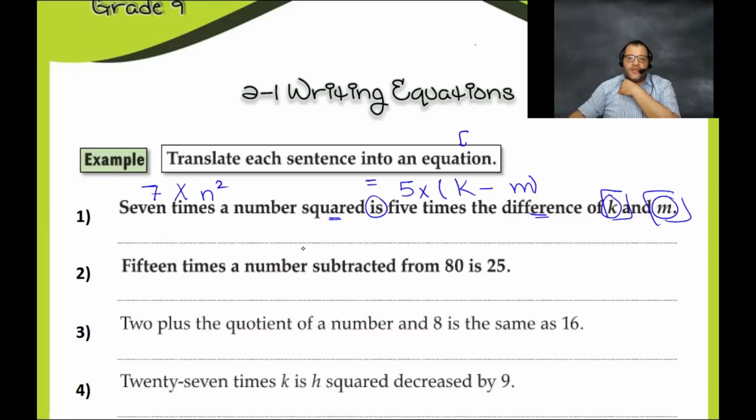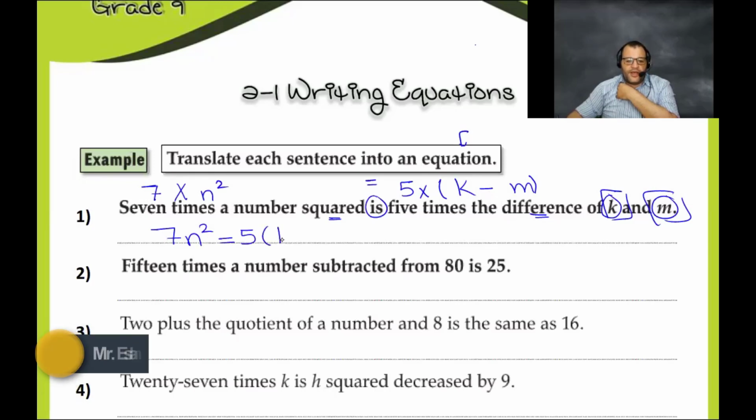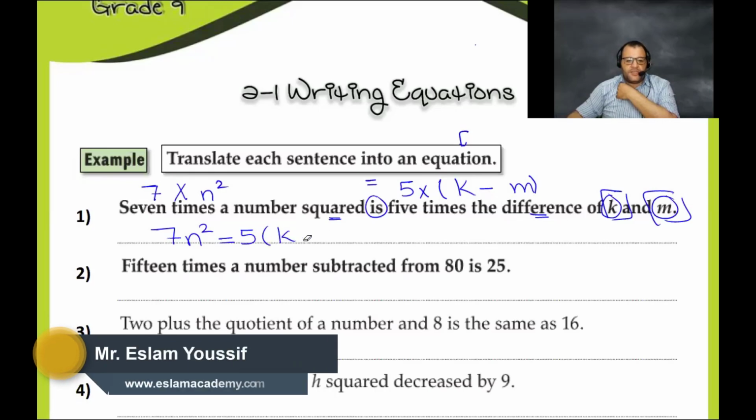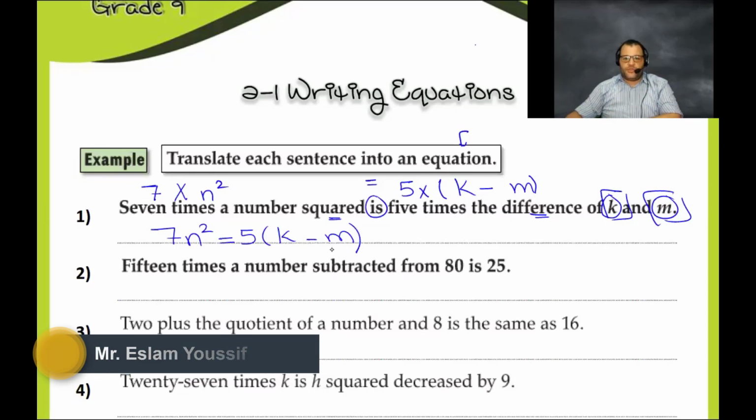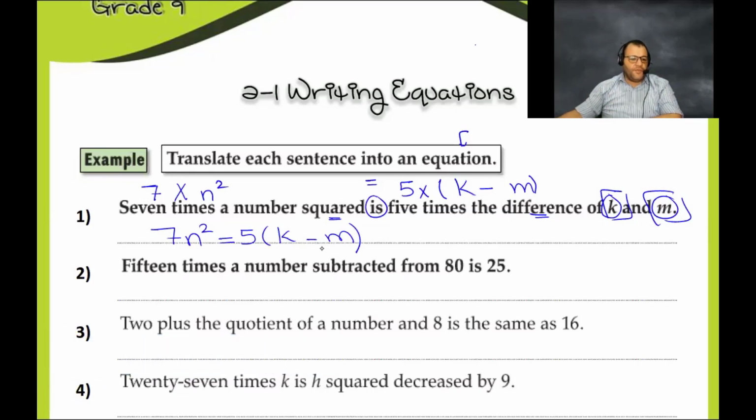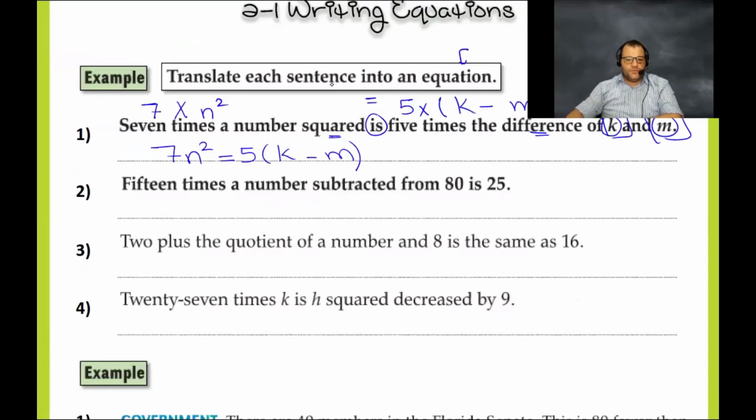So how can we write this equation? It will be 7n squared is equal to 5 times open bracket k minus m. k minus m. Any problem for this one? No. Okay.